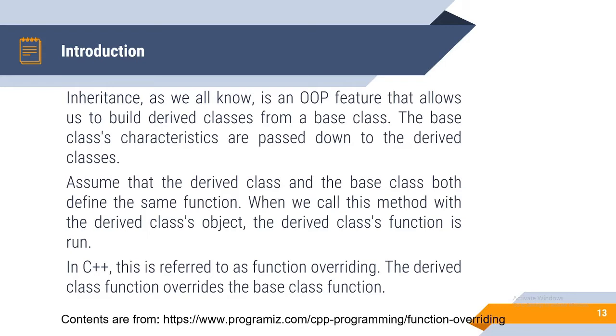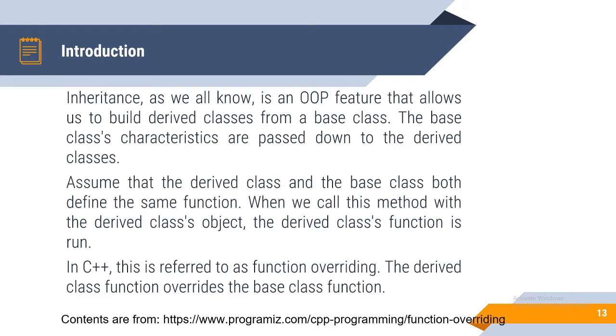When we call this method with a derived class object, the derived class function is run. Yes, the derived function is run. In C++ this is referred to as function overriding. What is function overriding? How does it override? The derived class function overrides the base class function.